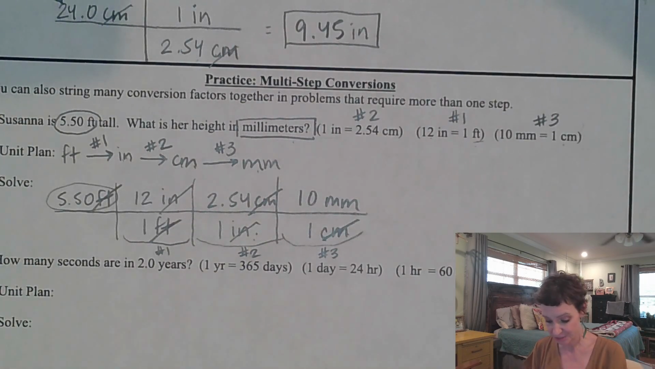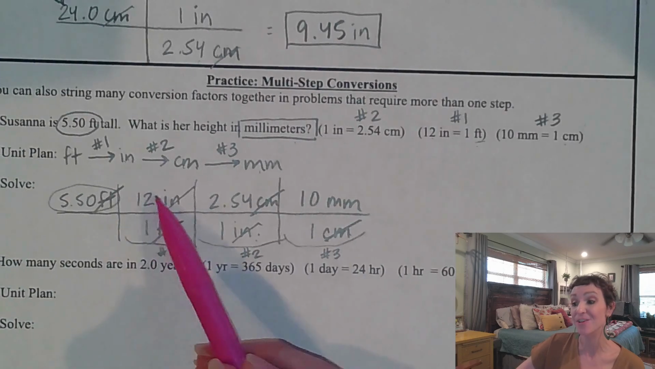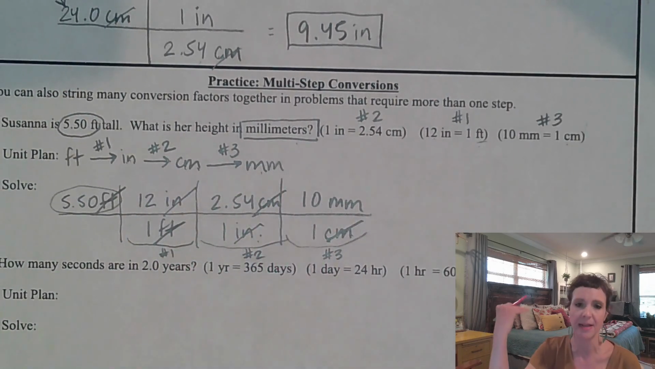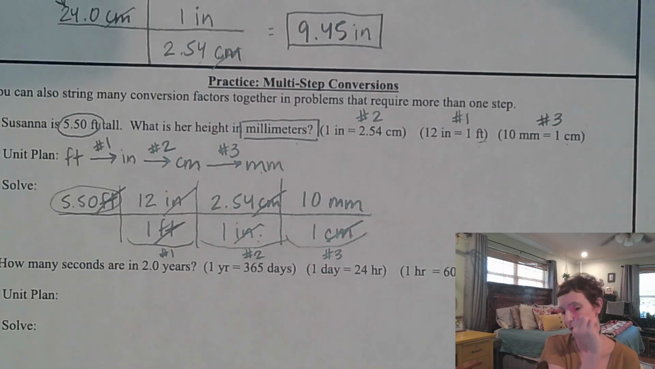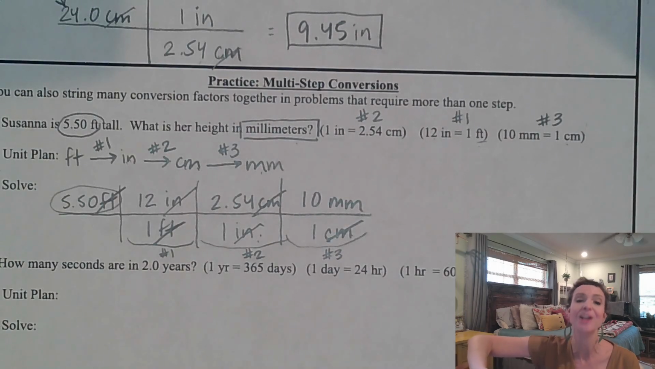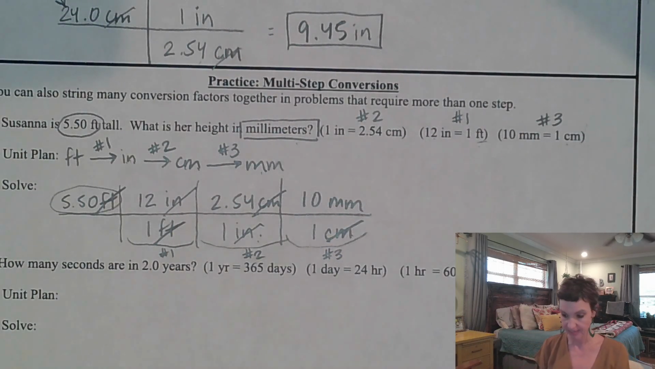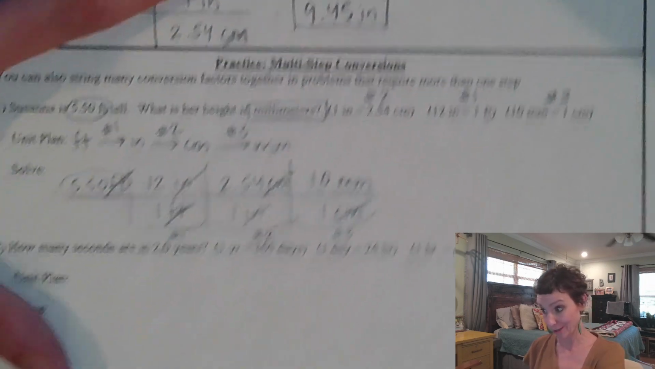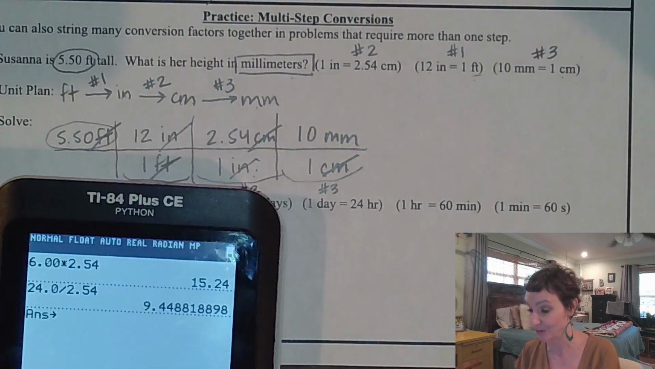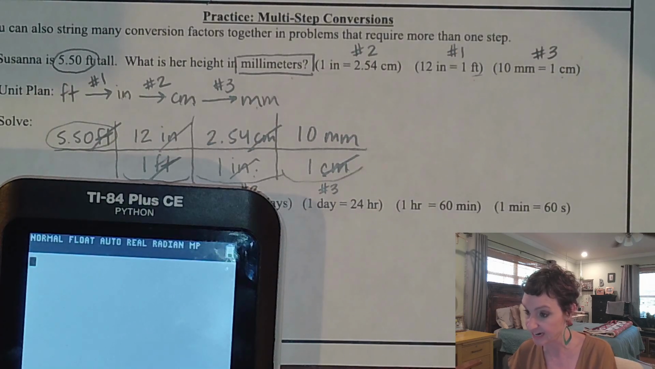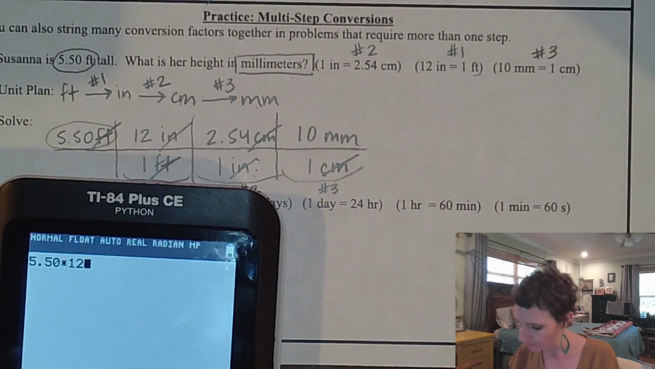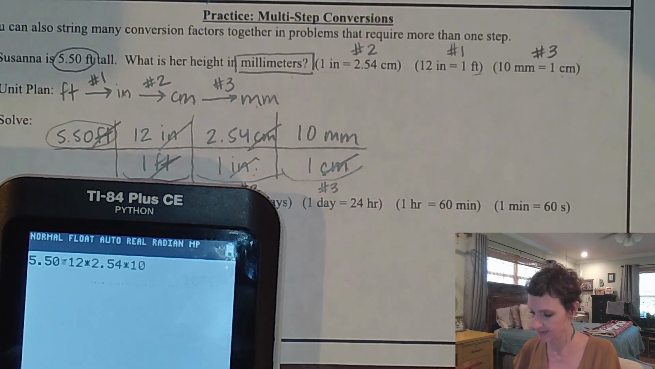We've got a multi-step journey. It is not a big deal. Keep in mind, everything on the top, I just multiply. Multiply what? Everything on the bottom that is not a 1, you would divide by each one of those things. But in this problem, everything is a 1 because I wanted to keep things a little bit simple since we were first learning this concept for the first time. So I have 5.50 times 12 times 2.54 times 10.